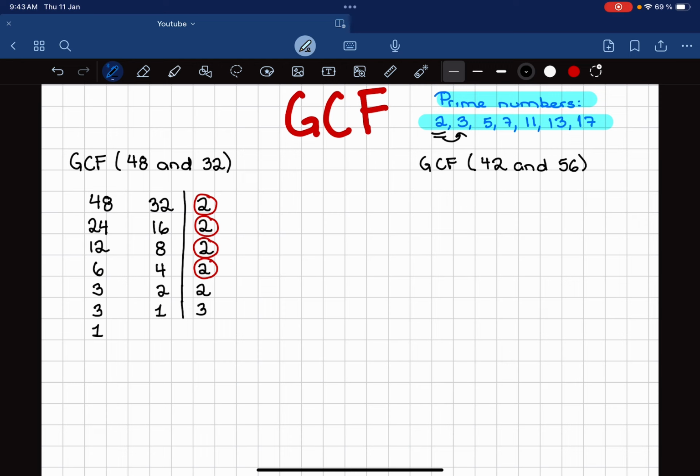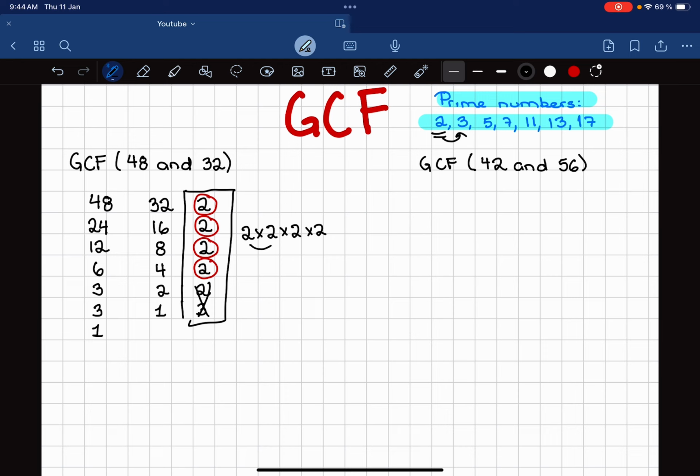In this case, how do we find the number? It's the same as LCM. We multiply the numbers on the right, but we only multiply the ones that are circled. So we're only going to multiply 2 times 2 times 2 times 2. We don't care about these two last numbers because they are not circled, okay?